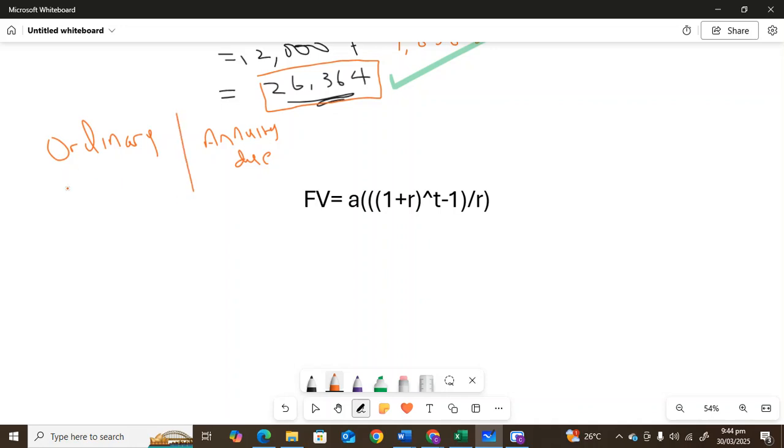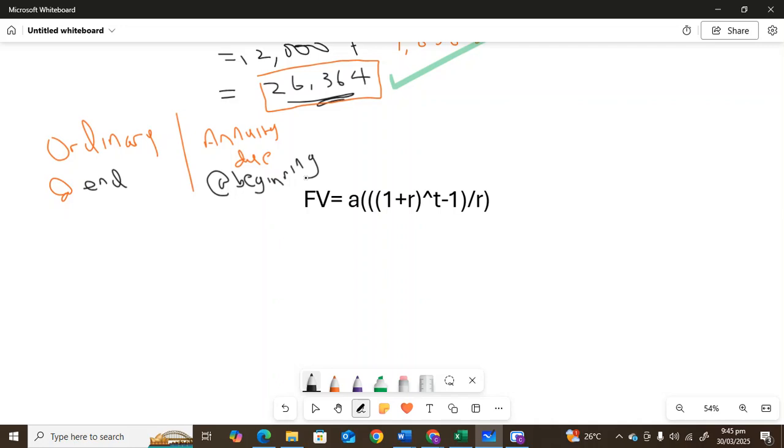An ordinary annuity is paid at the end of the period. If it's at the end of the month, at the end of the year, that's an ordinary annuity where you're paid at the end of the period. Annuity due is where you're paid at the beginning. If you're paid at the beginning of the month, beginning of the year, beginning of the quarter, that's an annuity due. So just remember: ordinary, end; due, beginning.